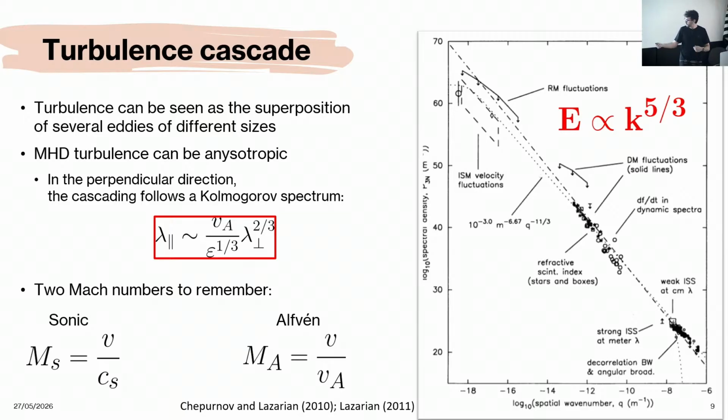Just think that whenever we have a supersonic system, we can have shocks, and if the system is super-Alfvénic or sub-Alfvénic, in other words, if MA is larger than 1 or smaller than 1, it's a way to measure the magnetic field. So if it's larger, the magnetic field shouldn't be too important. If it's smaller than 1, then the field should play a big role in the turbulence.